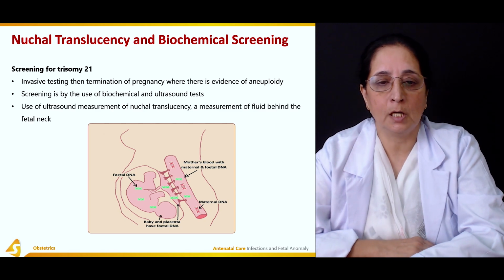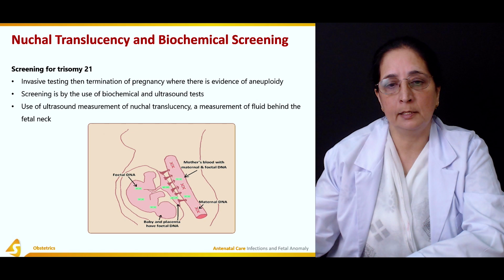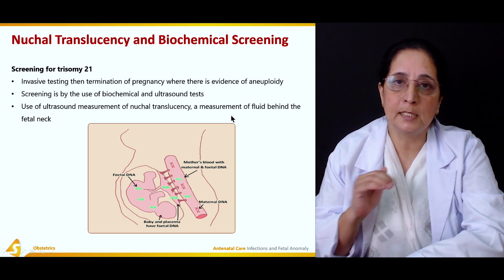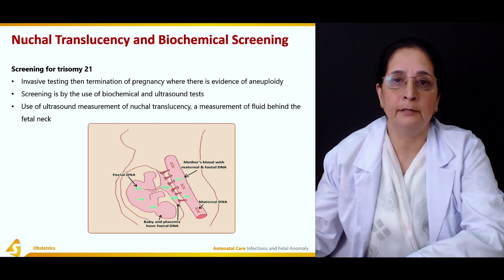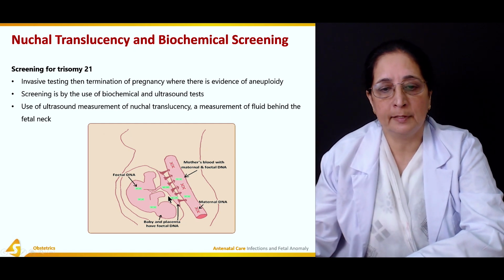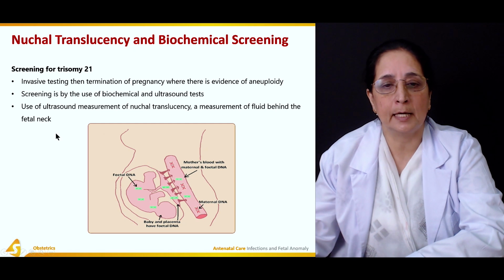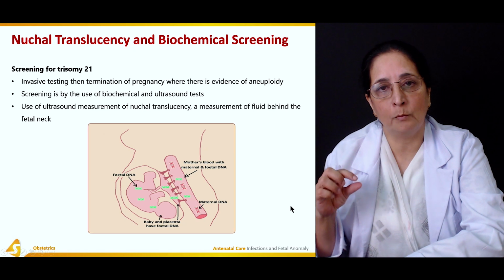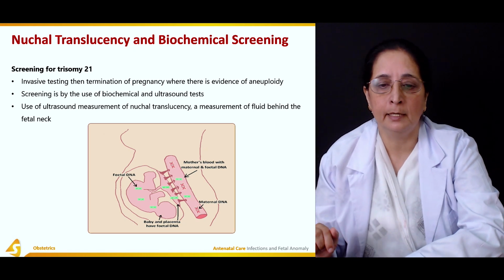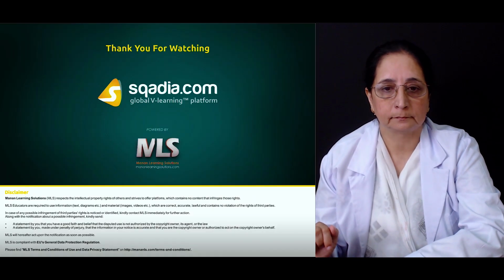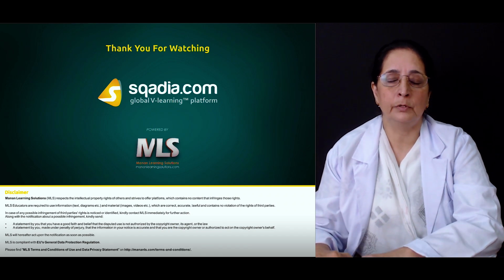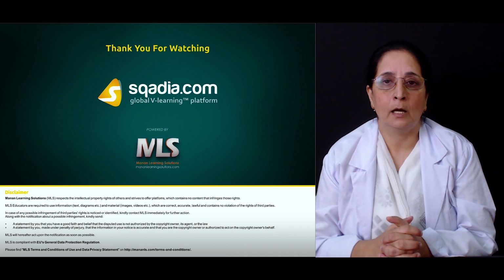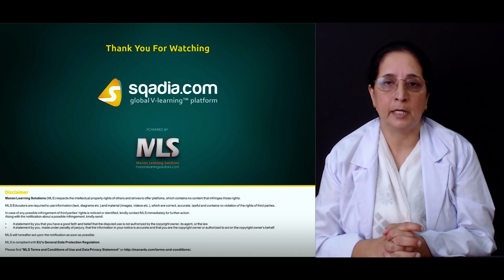Use of ultrasound measurement of nuchal translucency. What is nuchal translucency? It is the presence of fluid behind the fetal neck. So if it's present, it's detected by the ultrasound, measuring how much fluid is present behind the fetal neck. So that was all about the fetal anomalies and how they can be diagnosed and investigated.